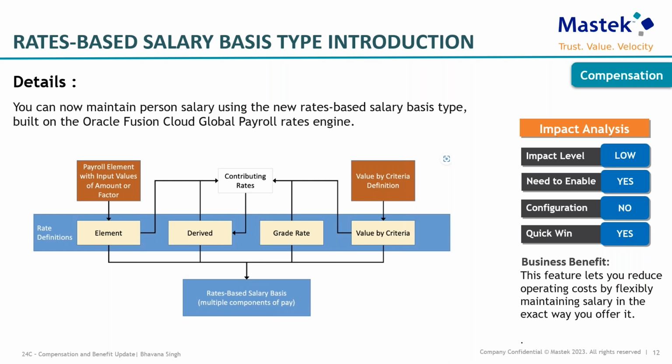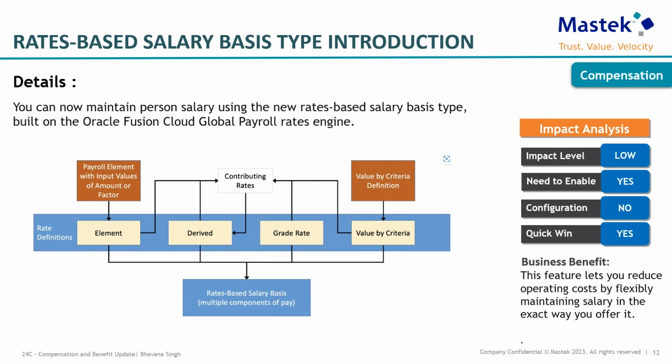The element rates can accept factors or amounts that are either user entered or fixed. The progression grade ladder base rate definition derives the rate value from grades or step rates defined in the progression grade ladders. The third one, derived rates, are calculated by adding or subtracting other rates or multiplying other rates by a factor. The fourth one is value by criteria. Value by criteria rates can identify rate values based on criteria.